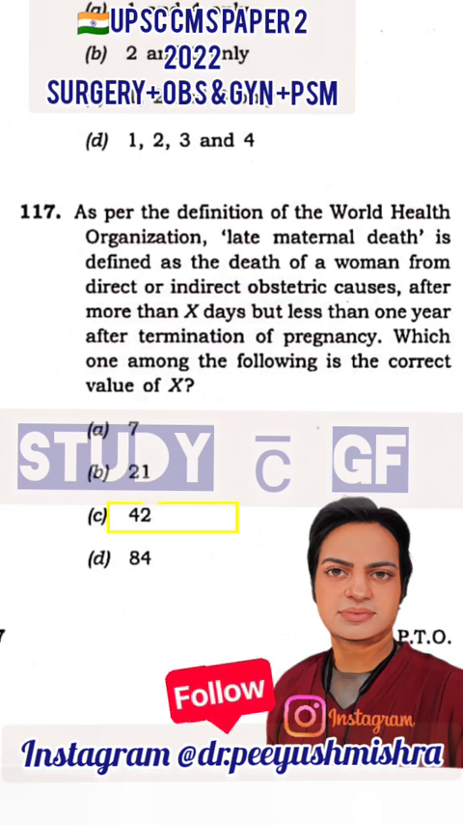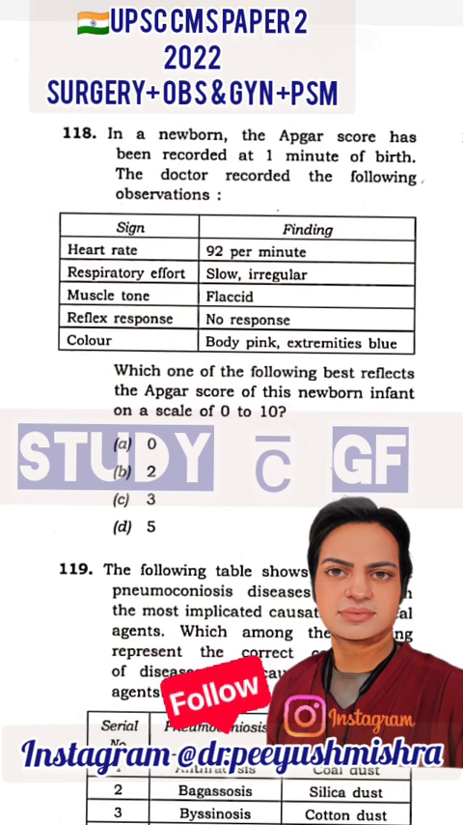As per the definition of World Health Organization, late maternal death is defined as the death of a woman from direct or indirect obstetric causes after more than X days but less than 1 year after termination of pregnancy. Which one among the following is the correct value of X? X equal to 42.